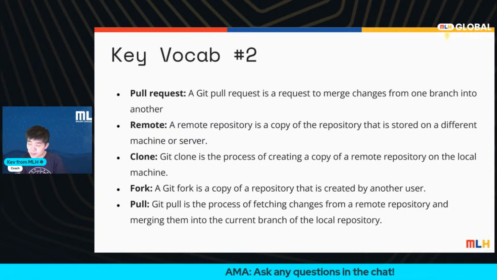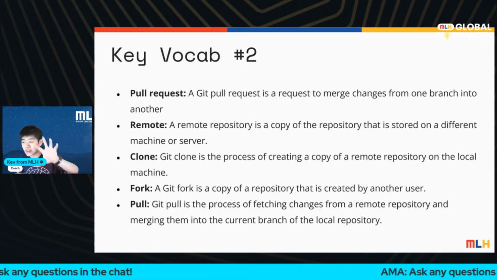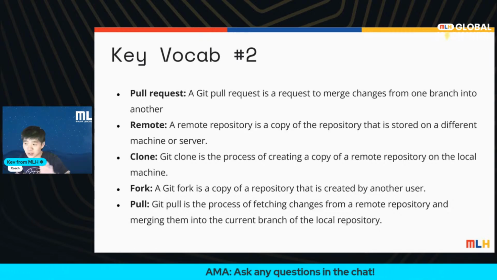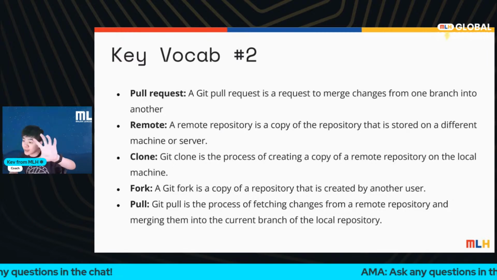You have your remote, right? We talked about this instance. I should order these better next time. But your remote repository is your main copy, or a copy that's stored on a different machine or server. Generally, your remote repository would be, let's say, the repository stored on GitHub. Your local repository would be the one that you clone down or pull down from GitHub.